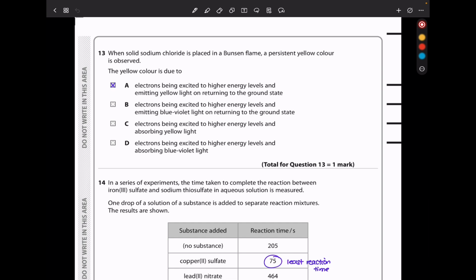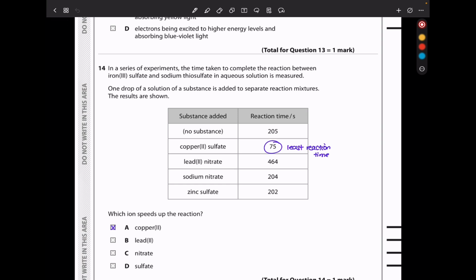In question 13, when solid sodium chloride is placed in a Bunsen burner, a persistent yellow color is observed. The yellow color is due to, in a Bunsen flame, this is a flame test, the yellow color is due to electrons transitioning, and then as they come back to the ground state, energy is going to be released, which has a wavelength corresponding to that yellow color in the visible region. So the answer should be electrons being excited to high energy levels and emitting yellow light on returning to the ground state. So that should be the answer.